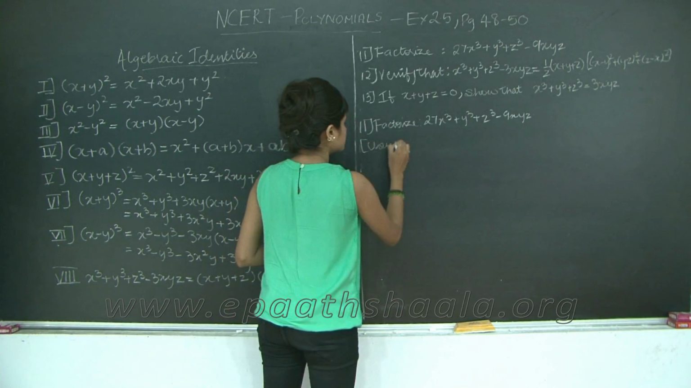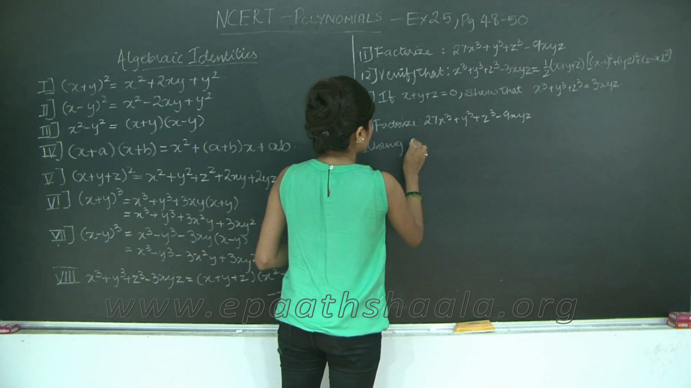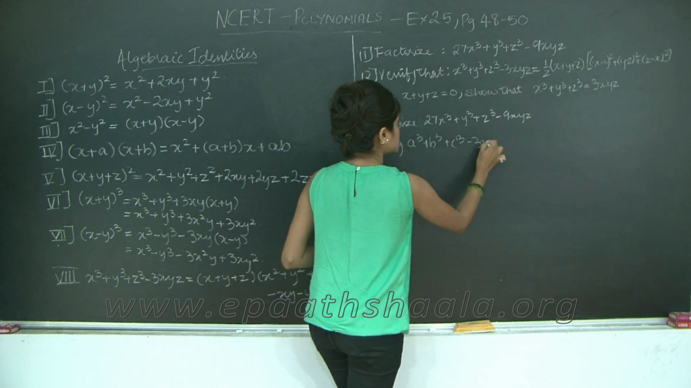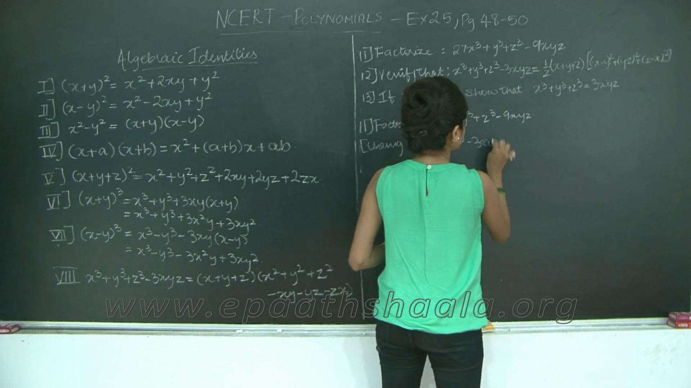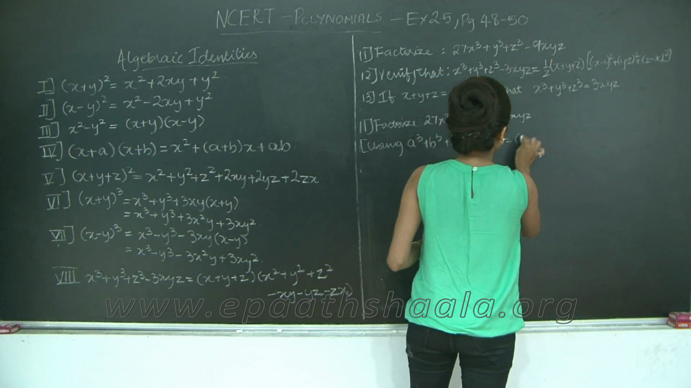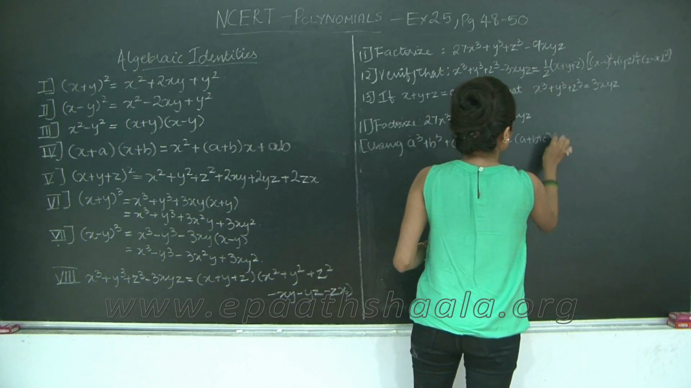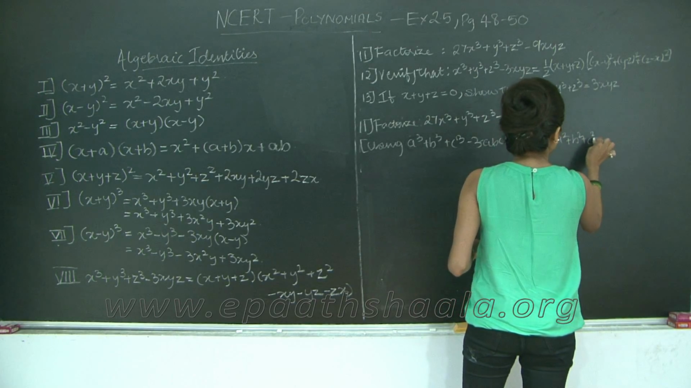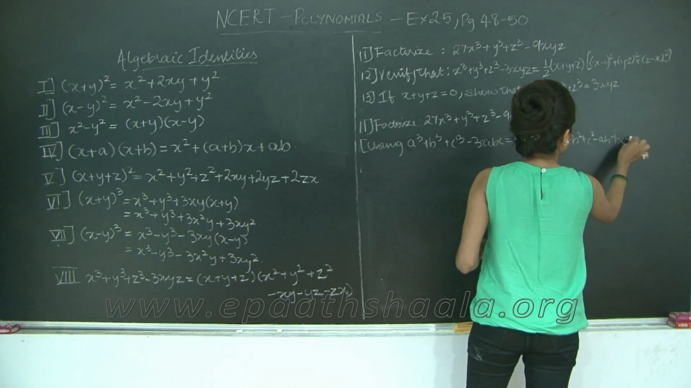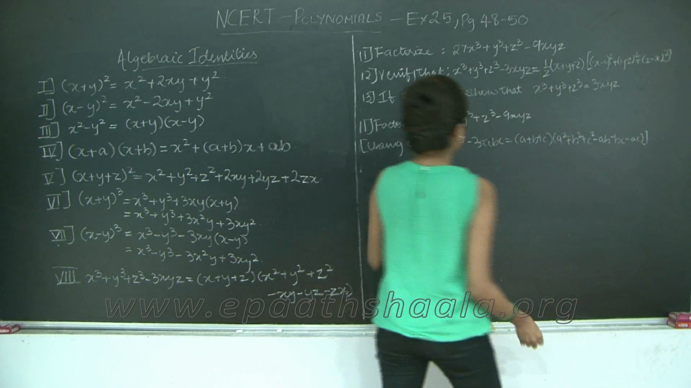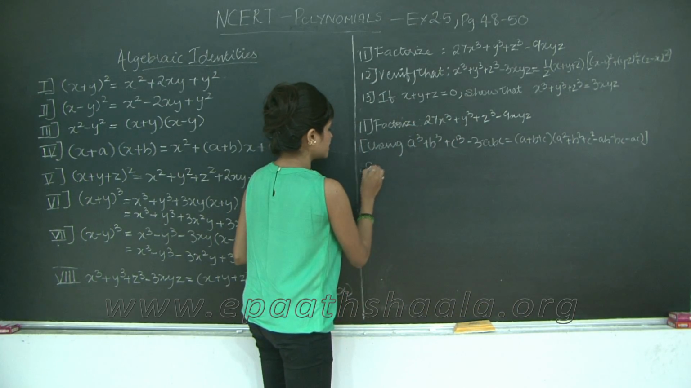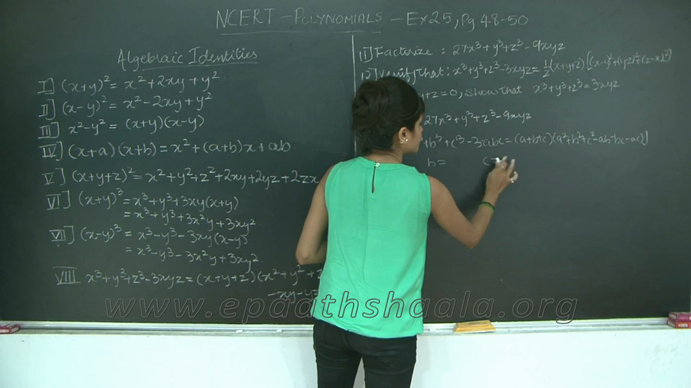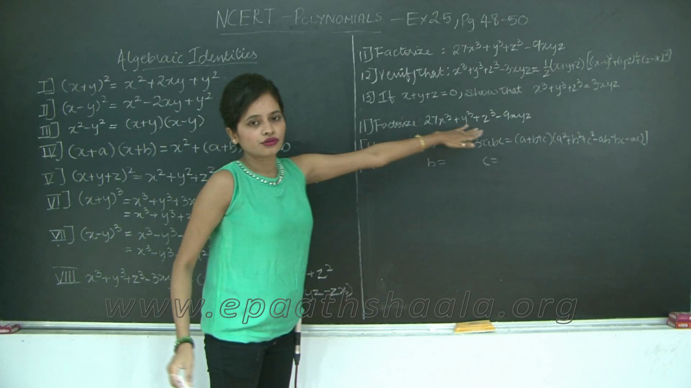So I am going to say a cube plus b cube plus c cube minus 3abc is equal to a plus b plus c into a square plus b square plus c square minus ab minus bc minus ac. I will be needing the values of a, b and c, so I am just leaving some space. a is equal to, b is equal to and c is equal to. So we will find these values through this question.